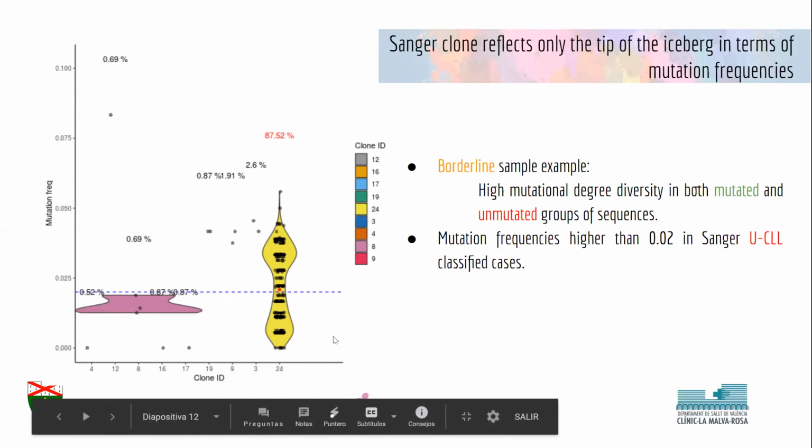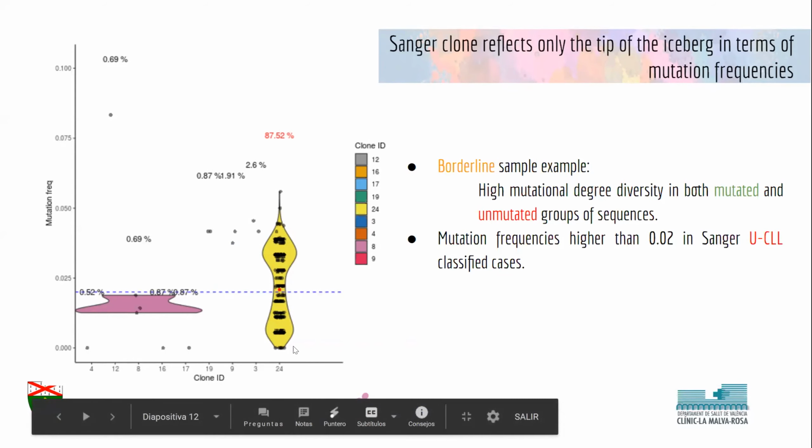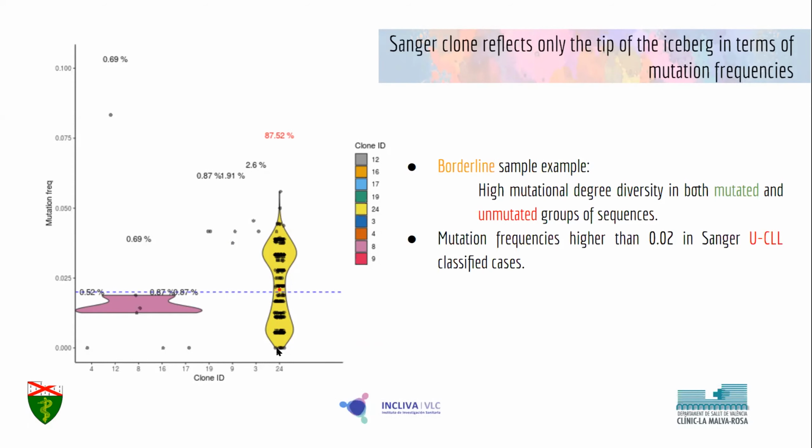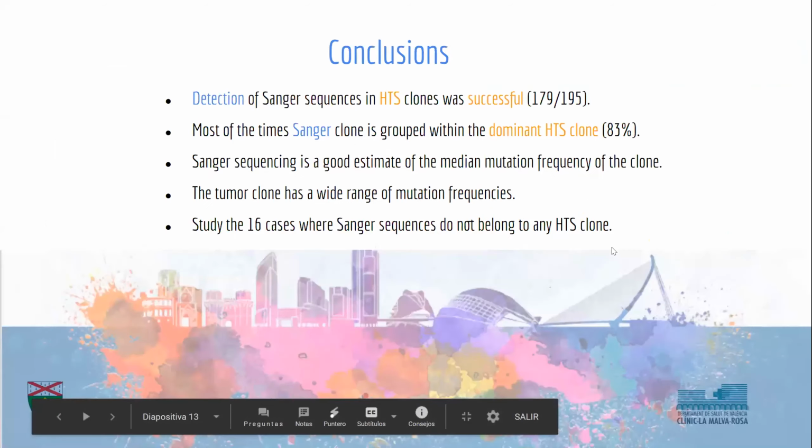And also what we observe is that when we have unmutated patients, where the Sanger sequence will fall here at the level of mutation 0, we still have sequences with higher mutation degrees in that clone. So that's interesting to start studying.